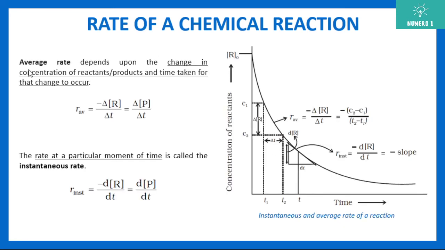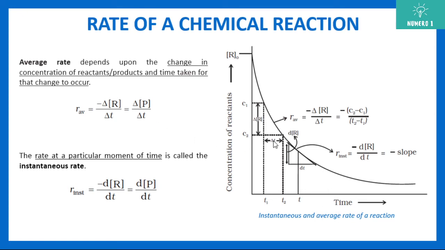Now there is average rate. Average rate is represented by R average. It is simply minus delta R upon delta T, or delta P by delta T. Let's say this is the case of reactants. We see that the reactants are going to decrease with time, right? The concentration of the reactant is going to be decreasing with time.